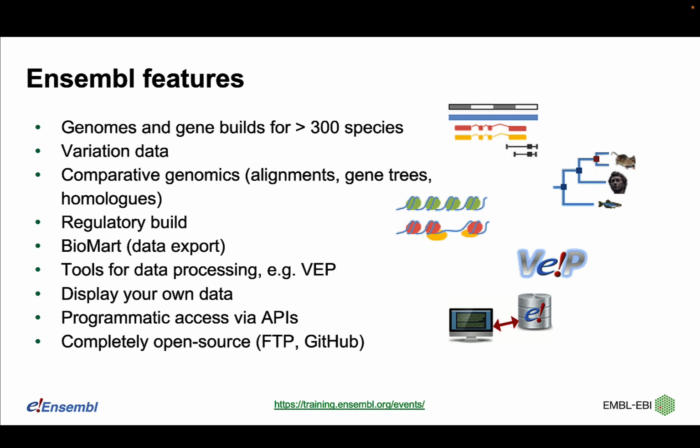There are many features that are annotated by Ensembl. These include genes, variants, promoters, binding sites, and many, many more. We have variation data in a number of different species, and comparative genomics data, so alignments, gene trees, and homologs. There are also regulatory builds available for human and mouse from experimental data. You can use a number of different tools in Ensembl to, for example, export large amounts of data like BioMart, or process your own data to find out the effect of your variants using the Variant Effect Predictor, or VEP.